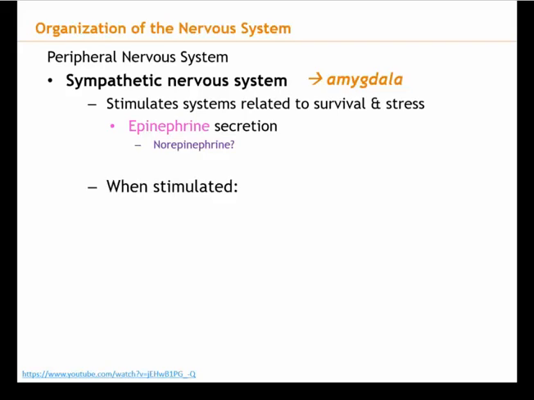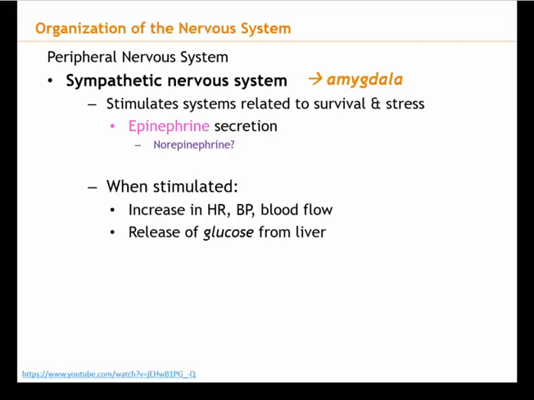So when stimulated, what's going to happen? So when this system is active, we're going to have an increase in heart rate, blood pressure, and blood flow. We're going to have a release of glucose from the liver, breakdown of muscle glycogen. This is basically to give us fuel. So giving us fuel for whatever we're about to do, whether that's exercise or run away from danger, just facilitates the ability to continue to produce voluntary contractions if necessary. But we are going to watch a video here because I really like this one.